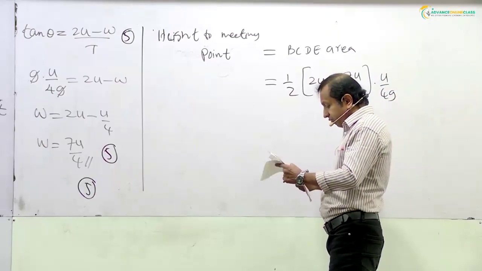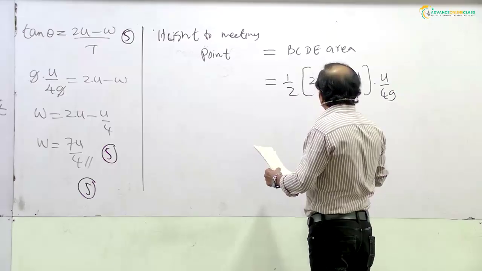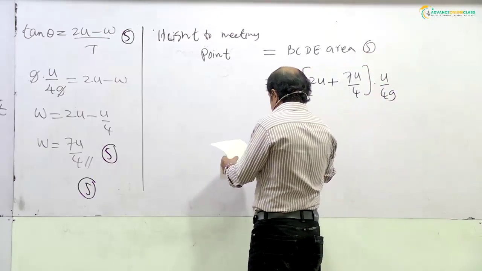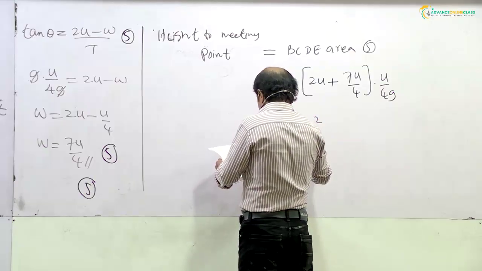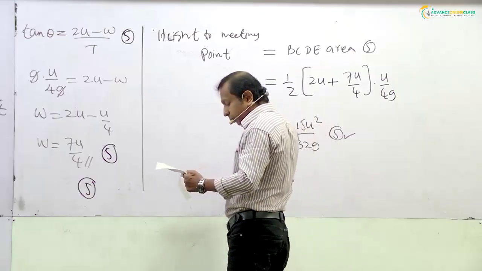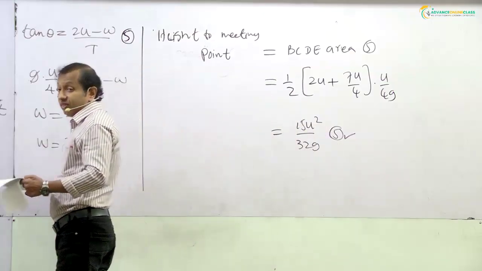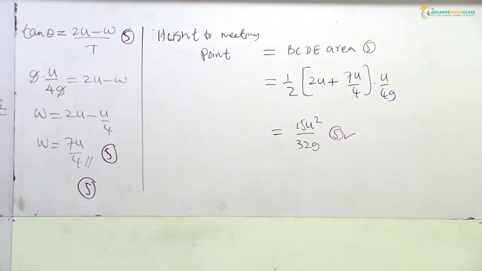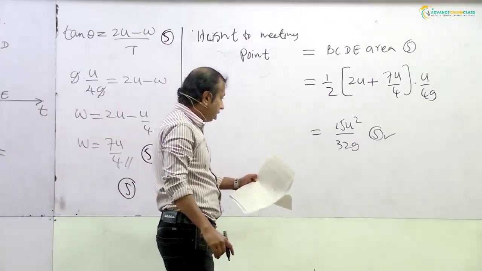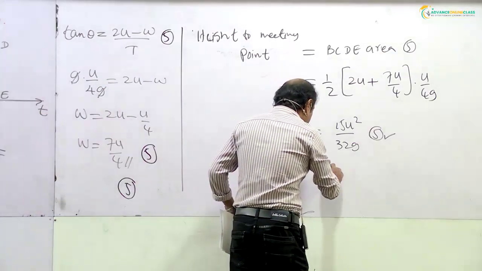Okay, simplify, because the answer is worth 5 marks. Simplify this: 15u squared over 32g. For this, another 5 marks. That also you must write in words. Therefore, height to the meeting point from O is 15u squared over 32g. Write that in words. You get 5 marks.